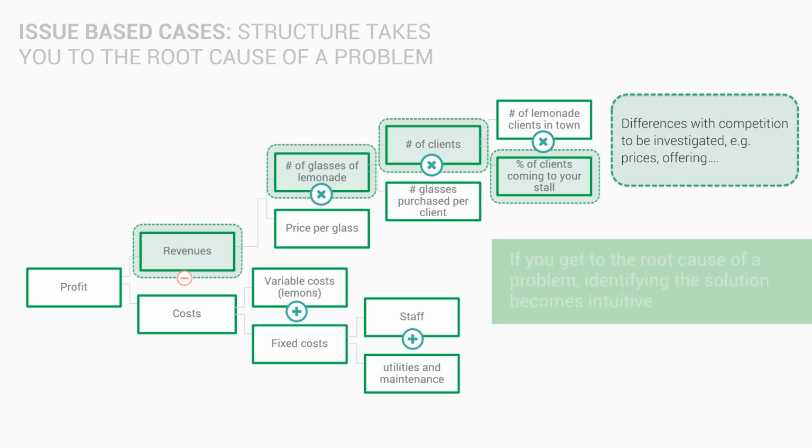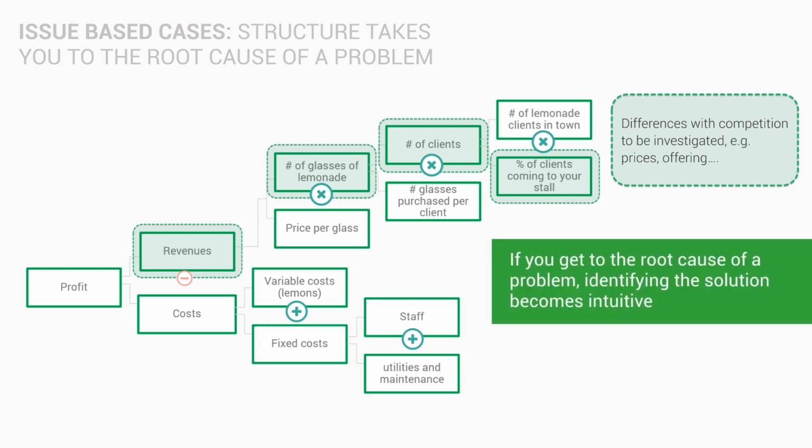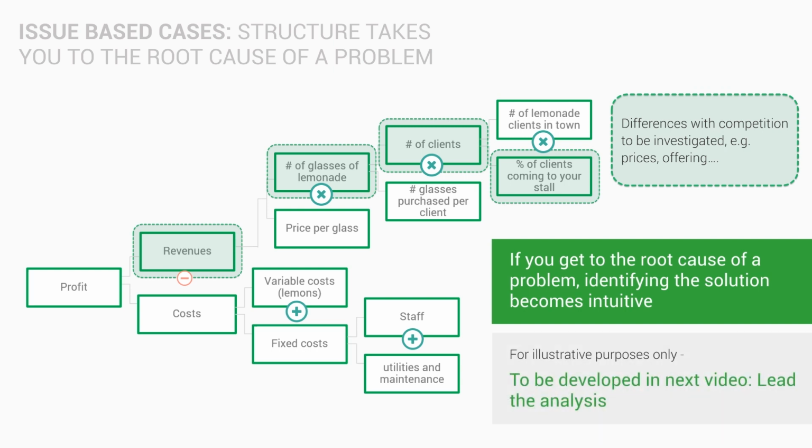As we can see, once you get to the root cause of a problem, identifying a solution becomes intuitive. In solving this case, you could break the problem down further and investigate the reasons why customers prefer competitors to us before coming up with a solution to that initial issue. We will learn more about how to do this in our next video on how to lead the analysis.